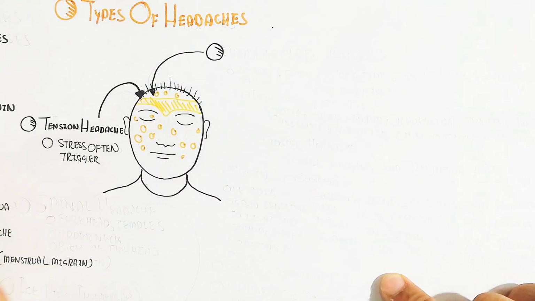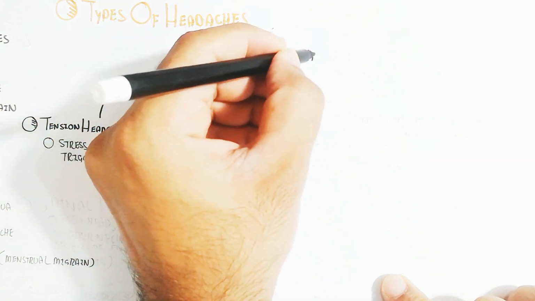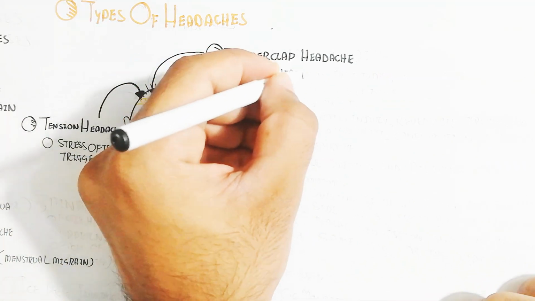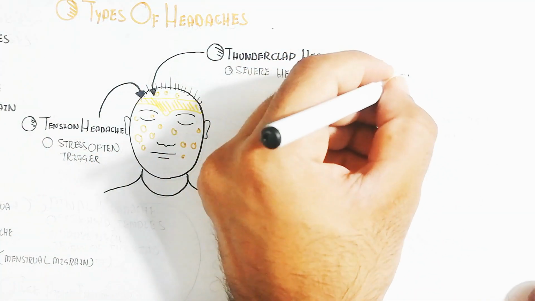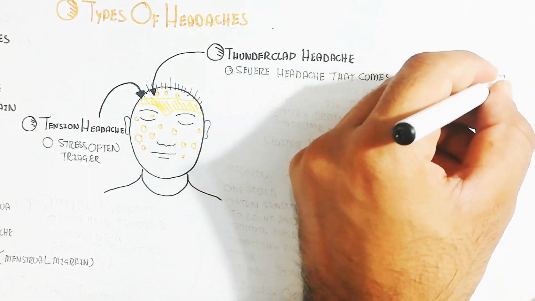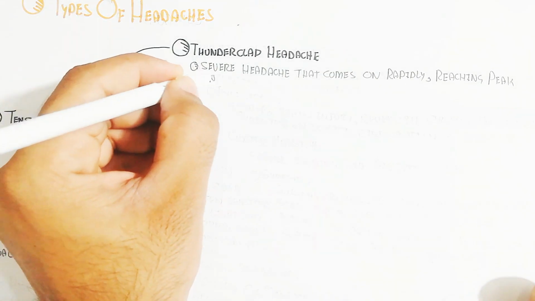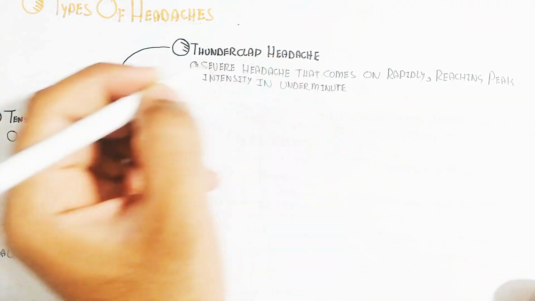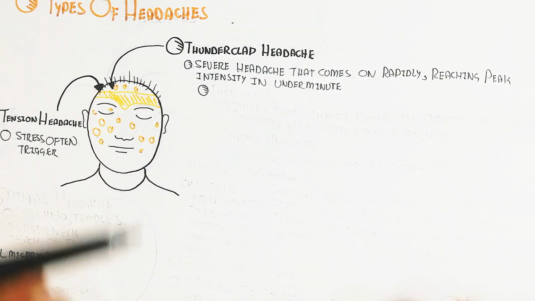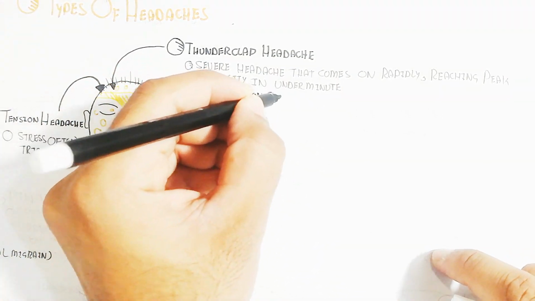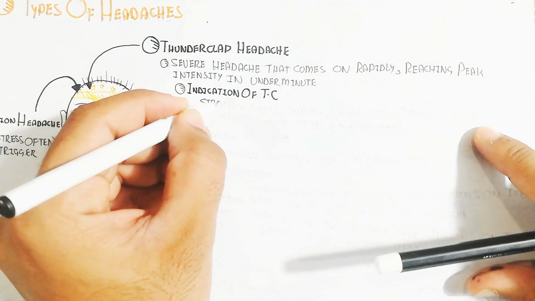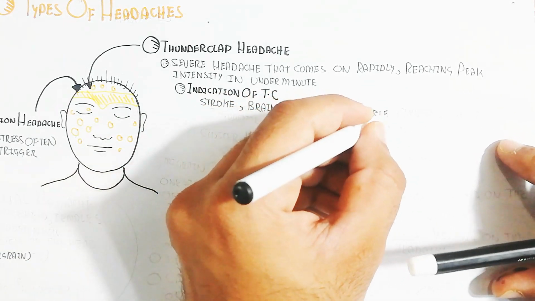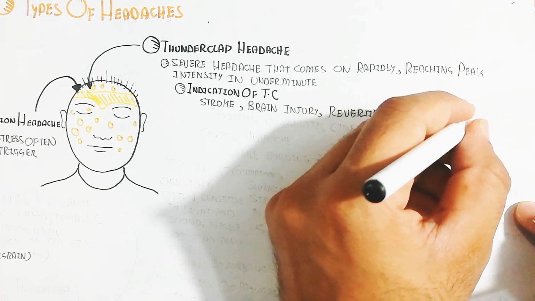While the thunderclap headache can be a severe headache that comes on rapidly and reaches a peak intensity in under minutes and again disappears. The indication of thunderclap headache is stroke, brain injury, reversible cerebral vasoconstriction syndrome, and vasculitis, like inflammation of blood vessels. It means the thunderclap is due to inflammation. Inflammation will lead to thunderclap headache. This thunderclap headache can move, that is why.